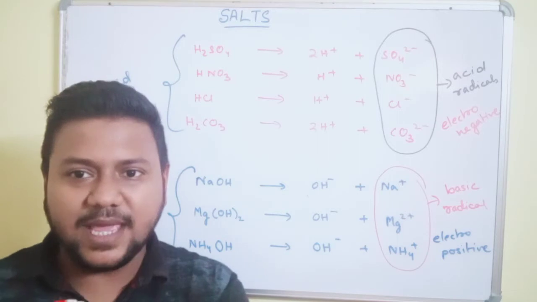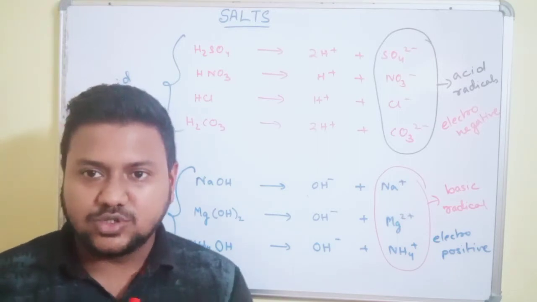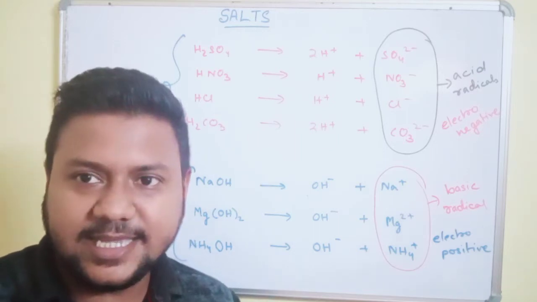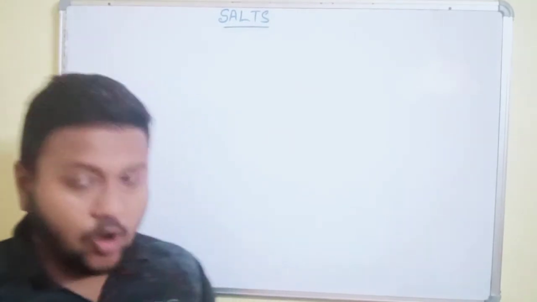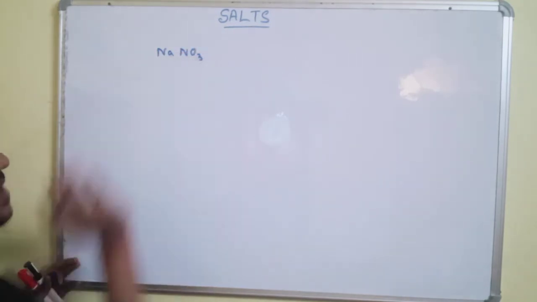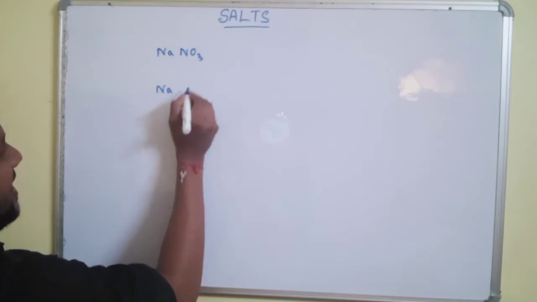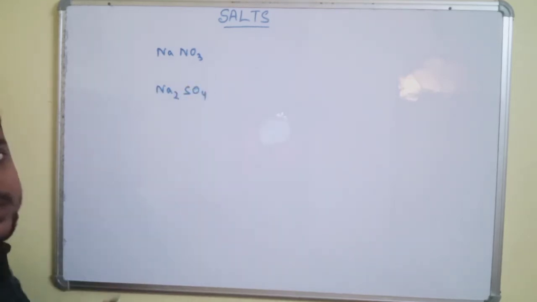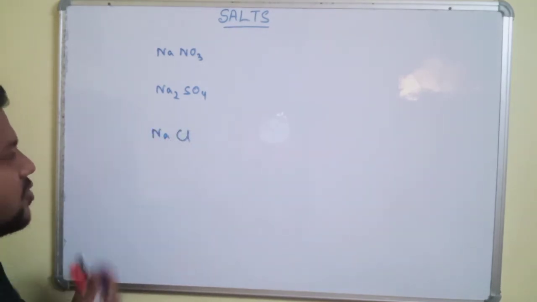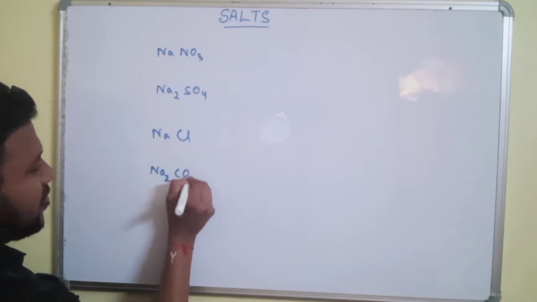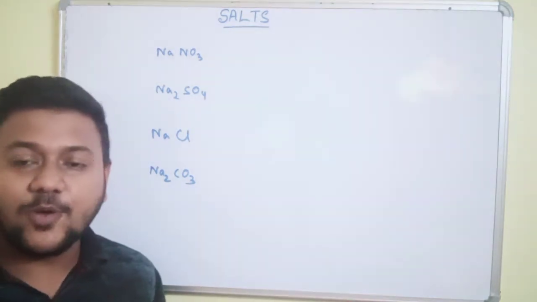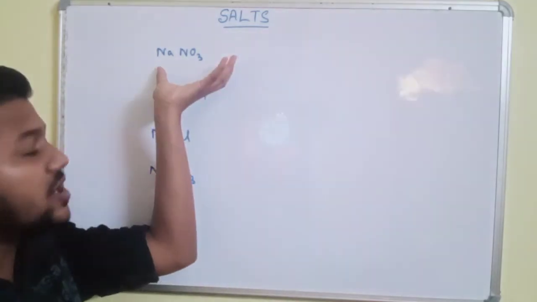Now we will observe the hydrolysis of salts, and we will try to find out from which acid and base a particular salt is obtained. We can do it by a process called hydrolysis with water. Let us take some salts: NaNO3, sodium nitrate; Na2SO4, sodium sulfate; NaCl, sodium chloride; and Na2CO3, sodium carbonate. Now we have to find out from which acid and base these salts are produced.